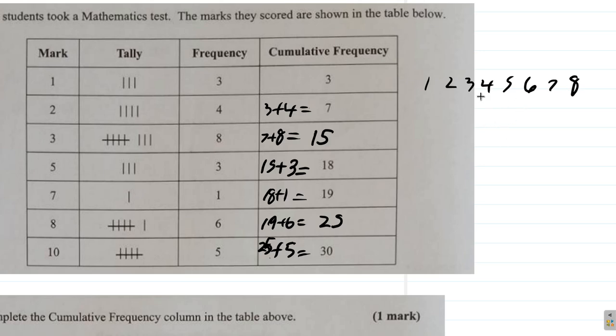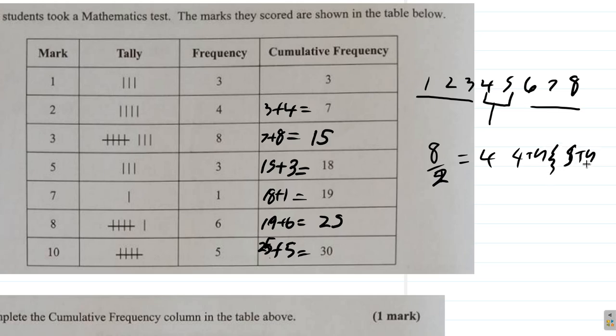The median would be the 2 numbers that fall in the middle, which would be 4 and 5. You have 3 numbers to the left and 3 to the right. So it's 4 and 5. You say 8 over 4? No, 8 over 2 equals 4. So the fourth and the fifth value would be those 2 in the middle.